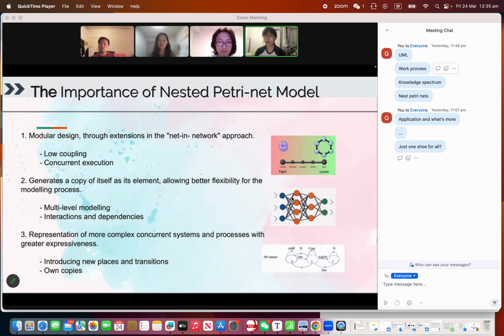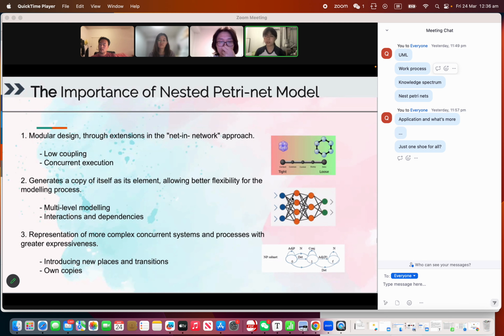And there are three parts about the importance of NP-Net models. First is less coupling between models. For reflection and extension, NP-Net also supports the concurrent execution of multiple models. It has autonomous behavior, which can improve the efficiency and performance of the system. It also supports the modeling of multiple levels and the establishment of connections.